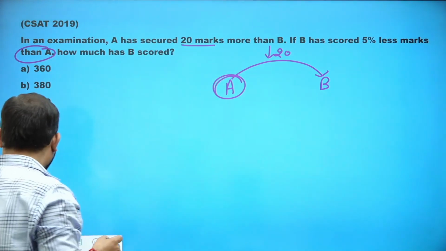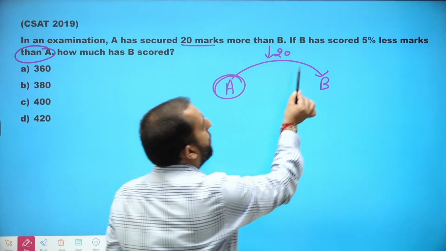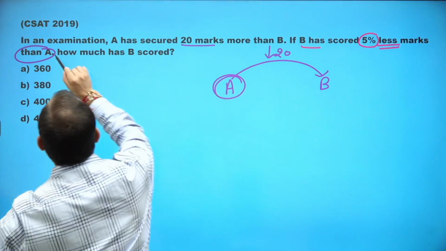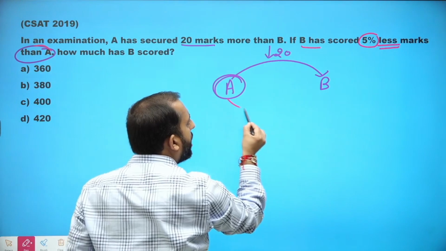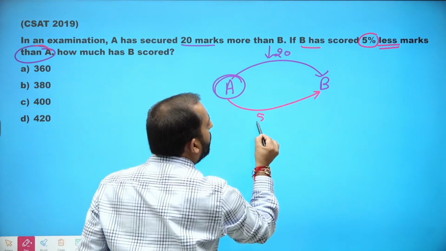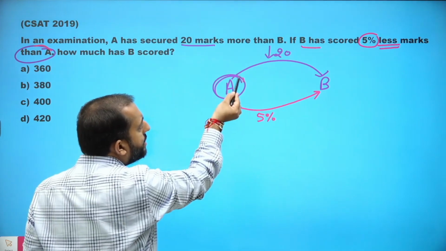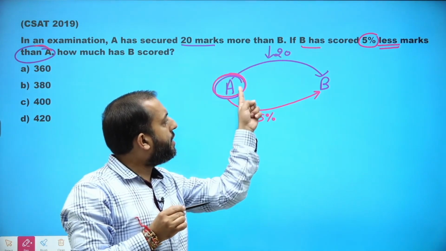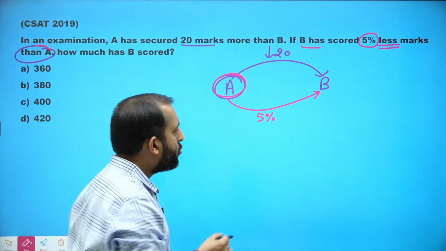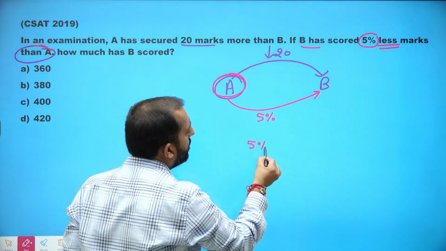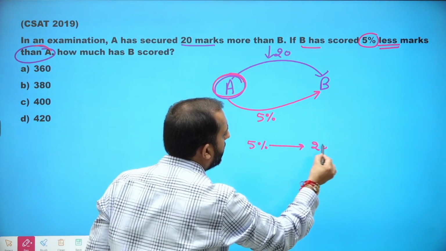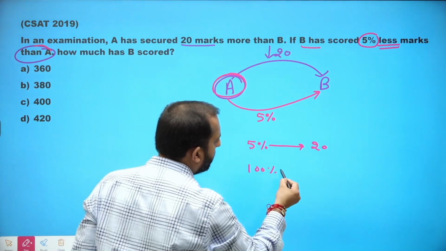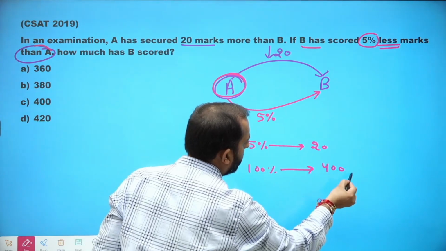In other words, it is written B has scored 5% less marks than A. So at the same time, marks of B are also 5% less than A. So this is 20 less than A, this is 5% less than A. So I can say 5% corresponds to 20. So if 5% corresponds to 20, then 100% will correspond to 400.